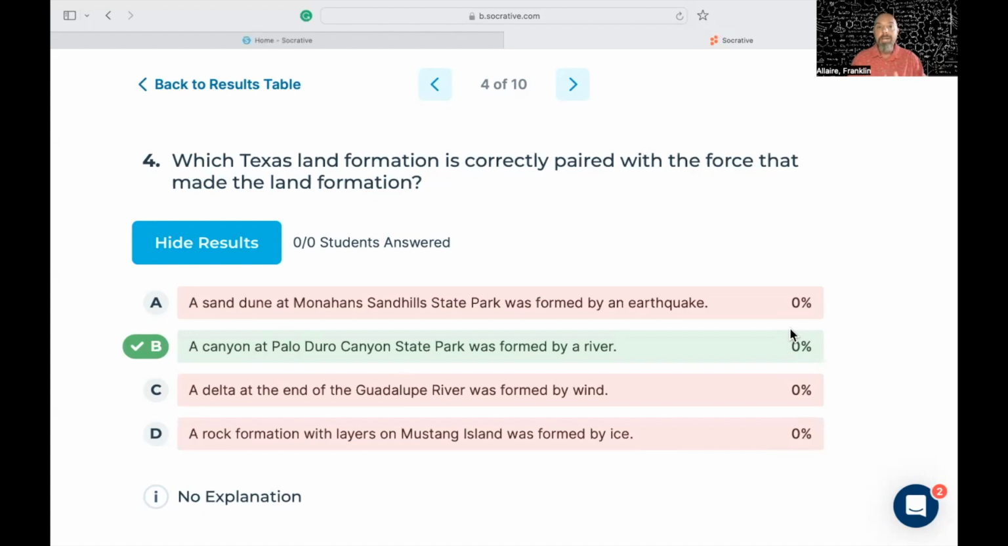And a rock formation with layers on Mustang Island, it might be formed by ice, but because this is Texas, chances are that it's not being formed by ice. It's being formed more likely by the flow of water in a river.